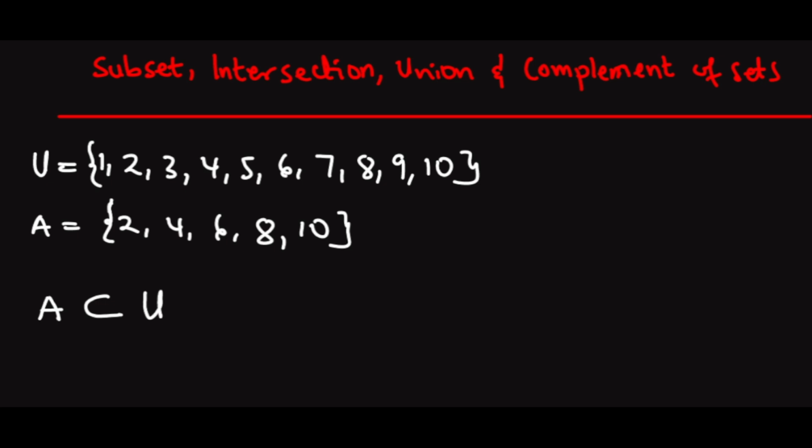Why? Because all the elements in A are found in U. So 2 is here and 2 is here, 4 here, 4 here, 6 here, 6 here, 8 here, 8 here, 10 here, and 10 here. So all the elements in A are in the universal set U.